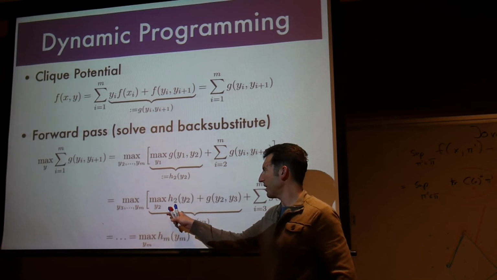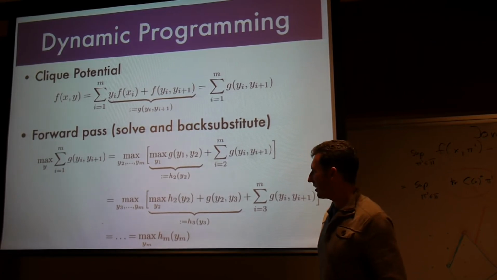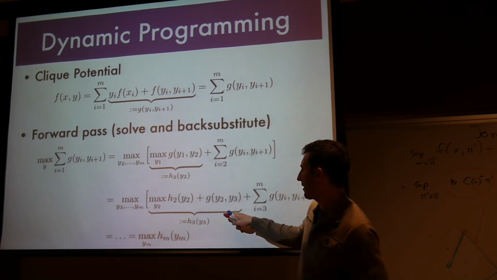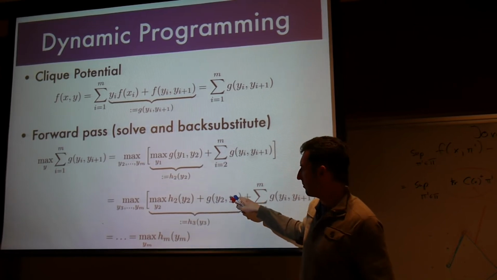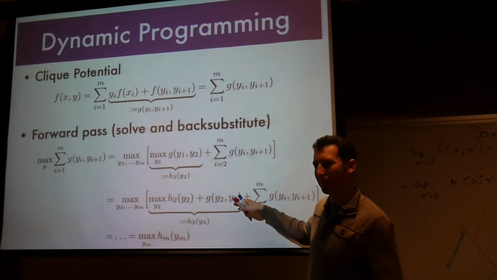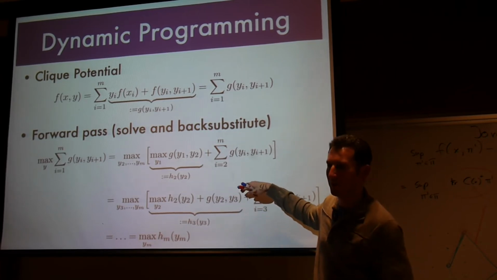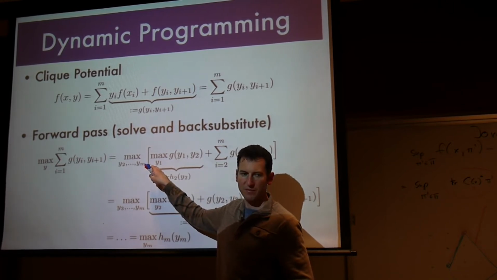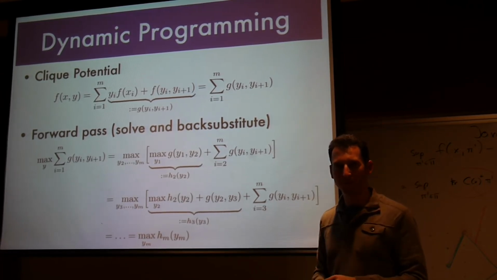This allows me to maximize this expression. So now I've maximized it, and at the end I will know what the value of ym is. Let's say it's 1. At this point I can go back, and because I had to solve this for ym, I can look up what the value of ym minus 1 has to be if the value of ym is 1. So after ym minus 1, I work my way back to ym minus 2, and I keep on working my way back all the way to y1. So you basically solve forwards, then you back substitute the solution in.